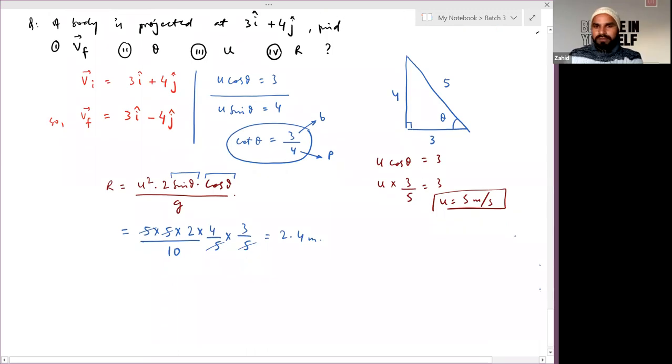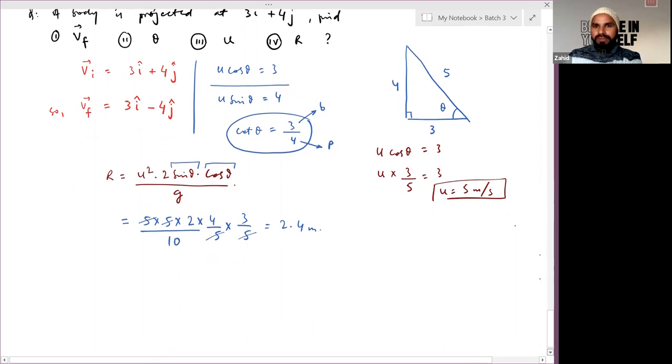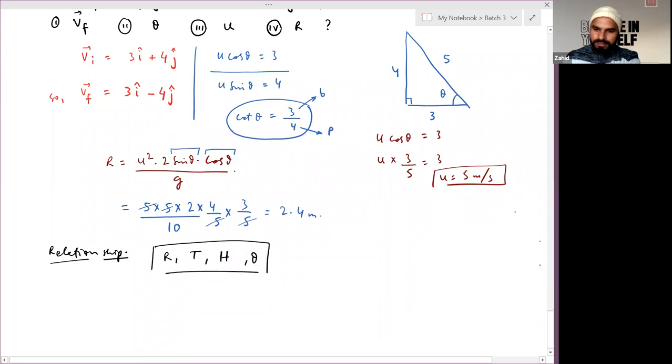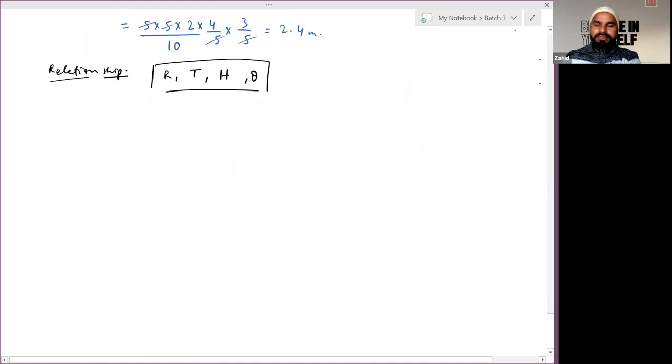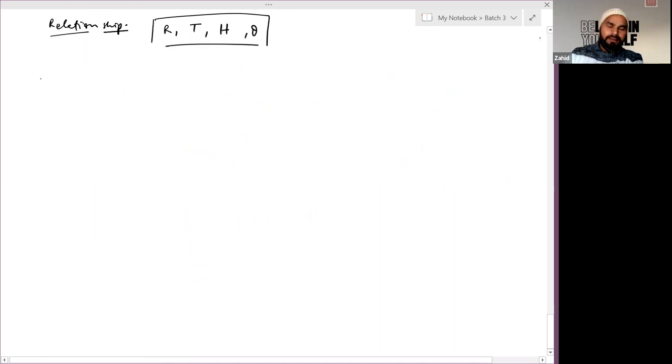Now, to solve projectile in a simpler way, I'm defining some relationships between these terms: the relationship between range, time of flight, height, theta, and so on. Whenever you have to relate any two quantities, just write them individually and divide. Suppose we have time equals 2 times u sine theta divided by gravity.